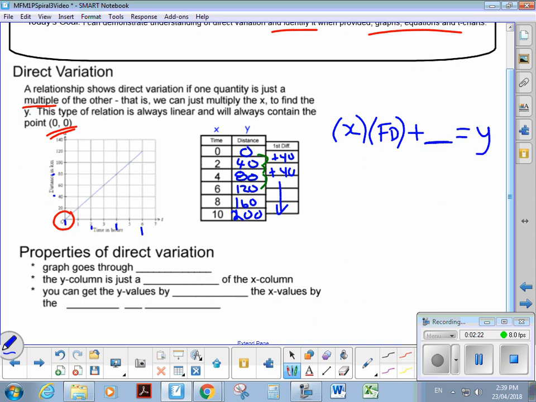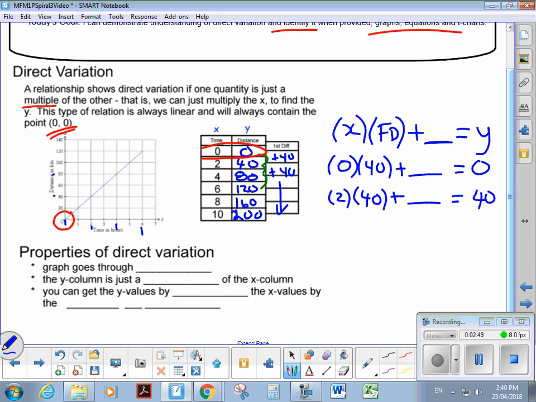Always works. So if we look at this one, we go across here, so at x equals 0, times 40 plus blank equals, and the y value was 0. I just took this one right here. Next one, 2 times 40 plus blank equals 40. What am I doing wrong here? Looking at it, it's 2, it's 40. So it's my first differences. Oh, this is a tricky question.